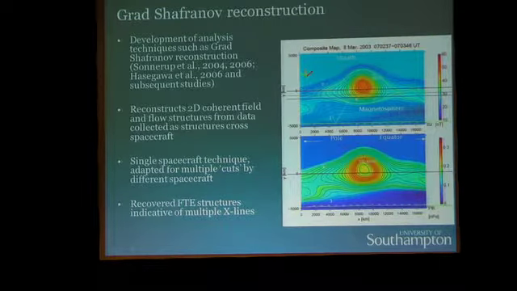And one thing that usually pops up from these is you usually end up with features that look like reconnection lines either side. So these reconstructions tend to lend themselves towards interpretations of multiple X-line reconnection.